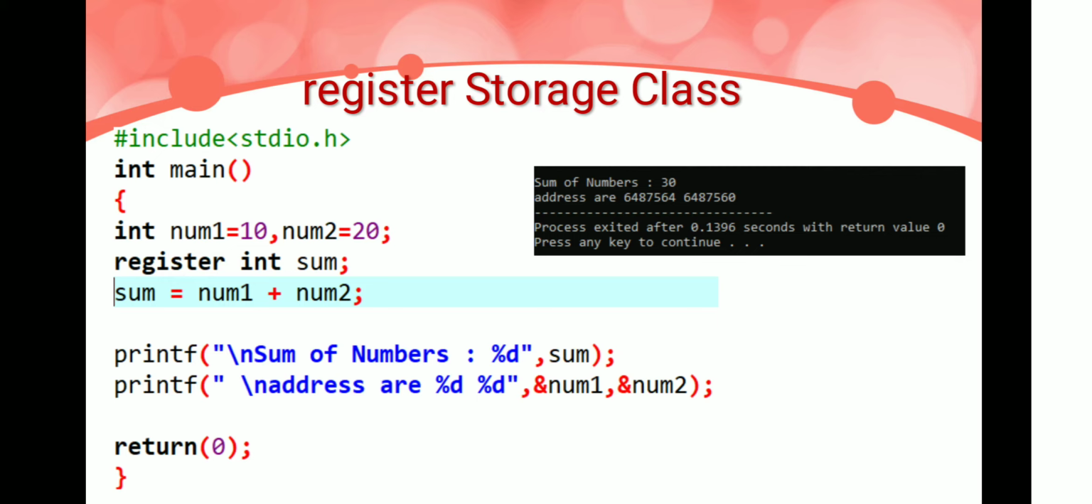The main advantage of variables being stored in register memory is as follows. Whenever the variables are stored in register memory, they are going to be accessed in a faster way. This is the main advantage, because the CPU register memory is very fast.